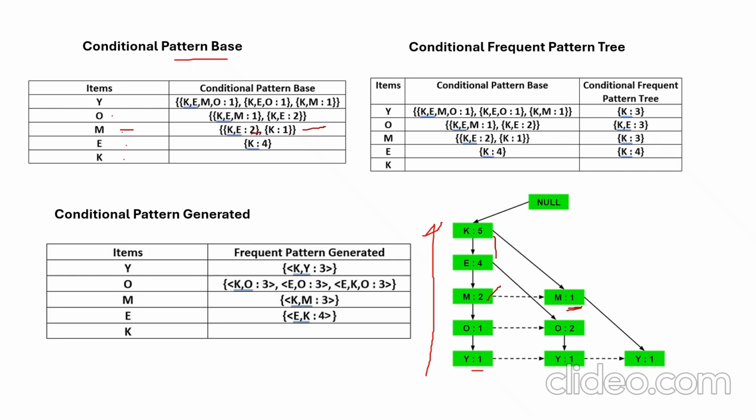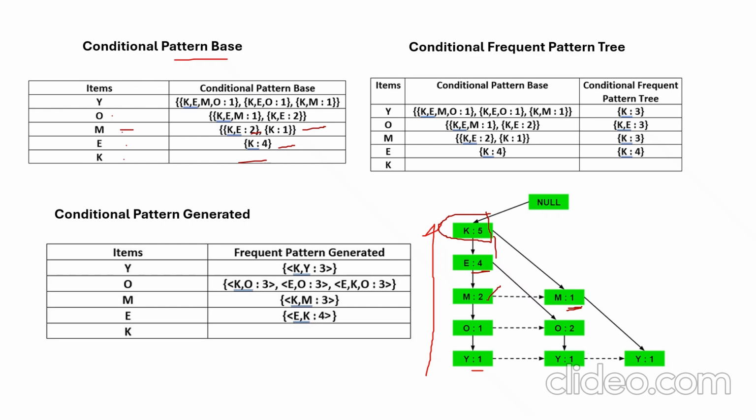And then when you have the item E, only one item is coming in the path for E, which is K. So K is 4 because the support count of E is 4. So for K, you don't have any nodes to traverse. So the K item conditional pattern base is empty. So now what happens when you find the conditional frequent pattern tree?